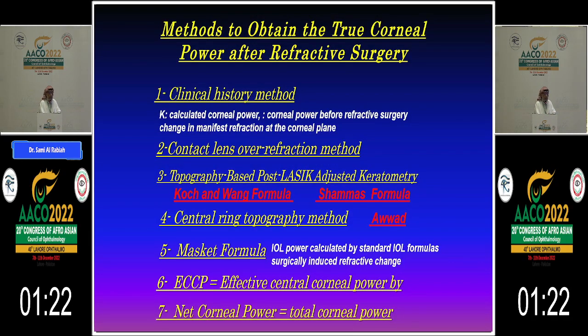Many formulae have been described. The clinical history method: you calculate how many. Suppose he was -4 and he's now 44, so most probably he was 45, and then you calculate. So history. Or contact lens: you put in a hard contact lens, and you do over refraction, you can suggest how many remaining. Or topography based, post LASIK, which is Koch, Wang, and Shammas. Or you can, as Awad, central ring topography method. And then Muscat. But I'm talking about the ECCP and the net corneal power, because these are the things available at every one of our offices.